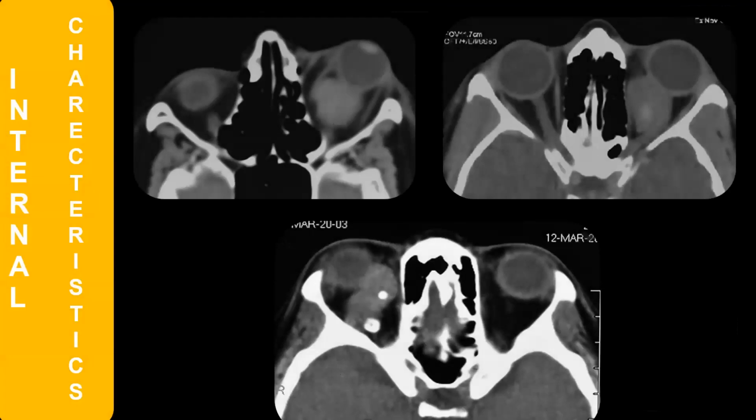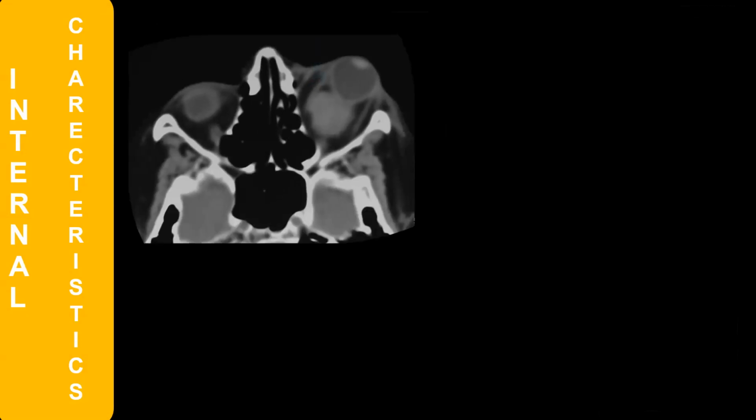Now let's see the internal characteristics. In the first image, we see a well-defined lesion located in the intraconal space at the level of mid and posterior orbit, which is homogeneous. While in the second image, we see a well-defined lesion, but it is heterogeneous, where we see a hyperdense lesion at the center. So we call it heterogeneous. In the third image, we see an irregular lesion involving both intraconal and extraconal space with two hyperdense lesions suggestive of phleboliths. So this is a heterogeneous lesion.